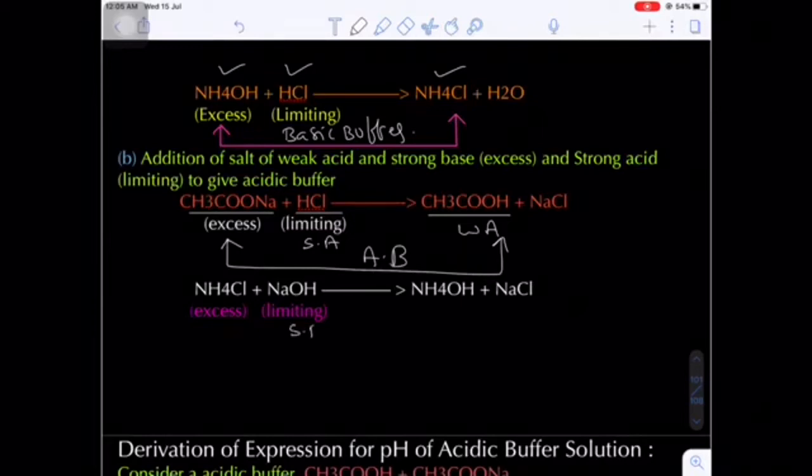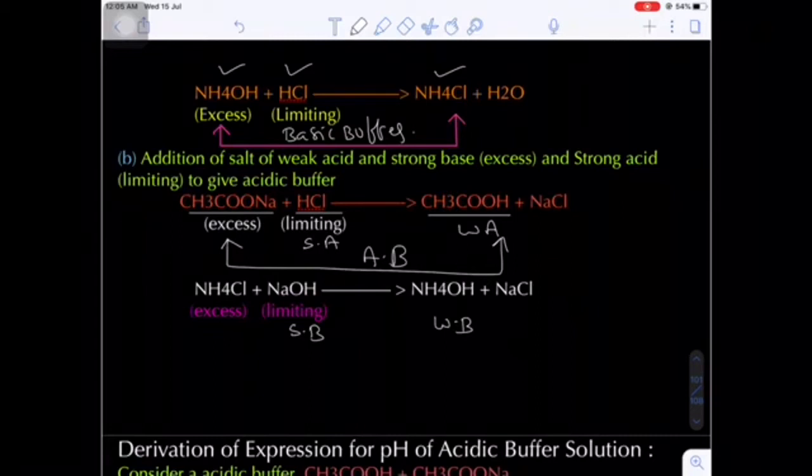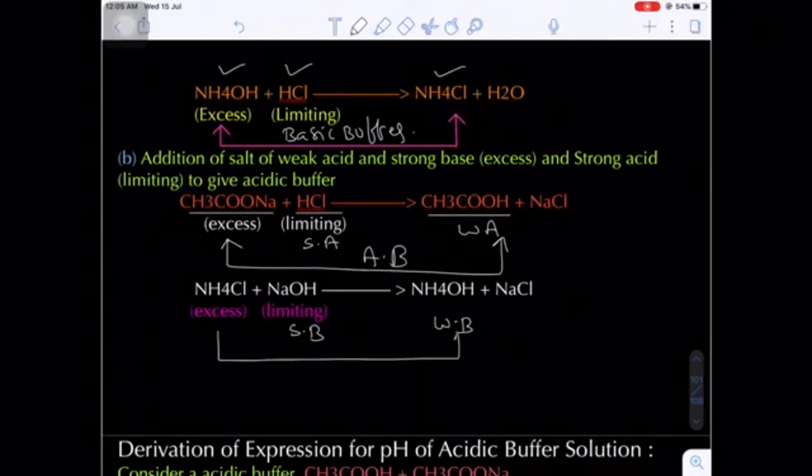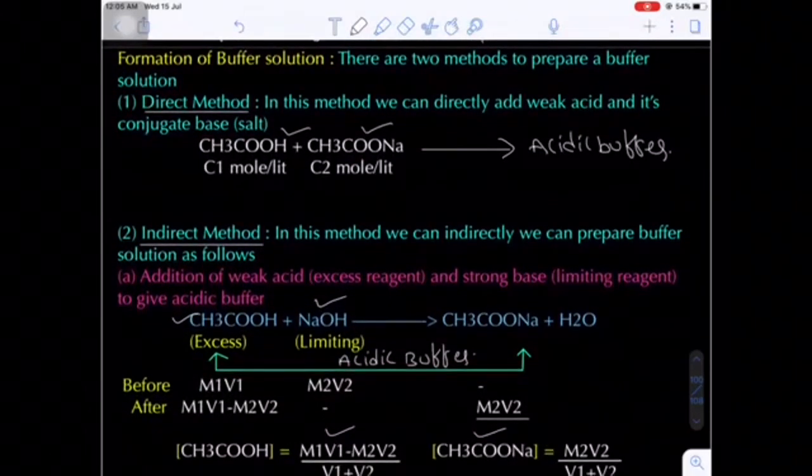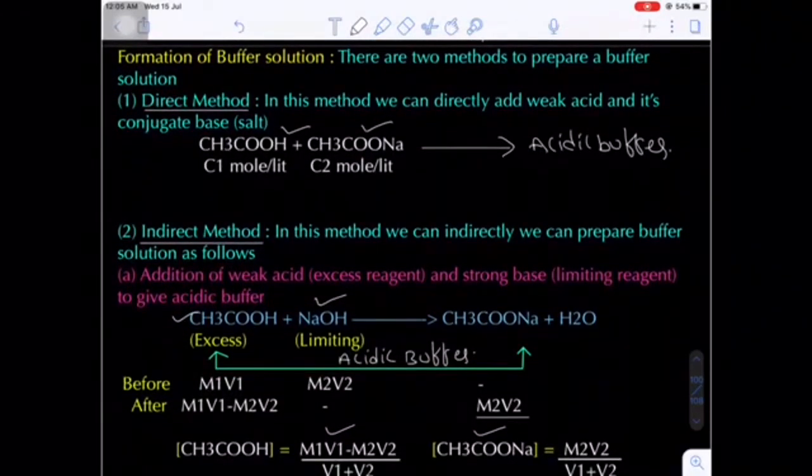And similarly, if you take ammonium chloride in excess quantity and treat it with NaOH. Do you know NaOH is a strong base? Ammonia is a weak base. So ammonium chloride is a salt of a weak base and strong acid. That's why NaOH decomposes the ammonium chloride into ammonium hydroxide. Are you getting my point? So again we have the ammonium chloride salt and weak base in the solution, which is a basic buffer. This is very important.